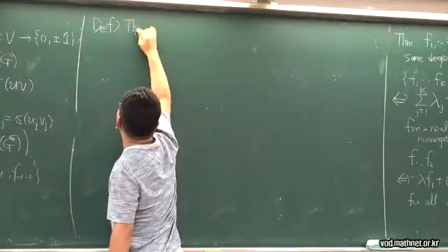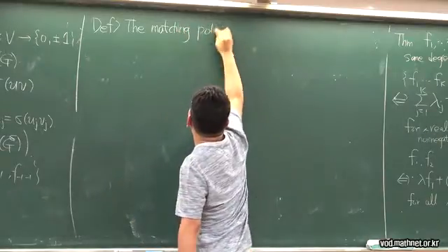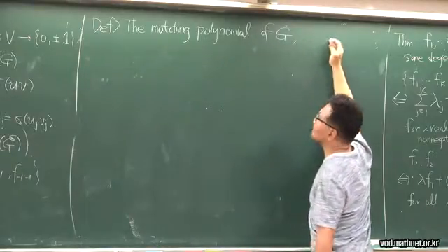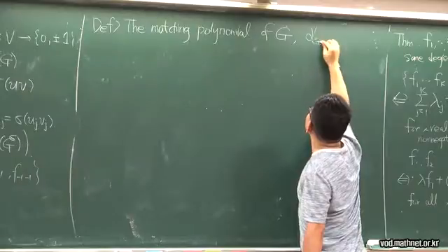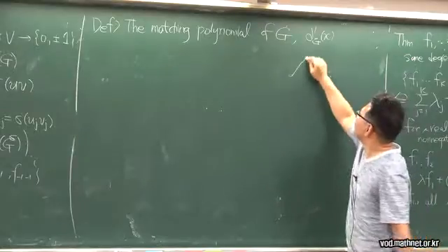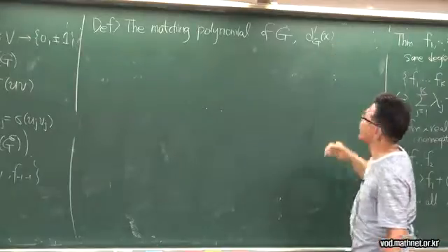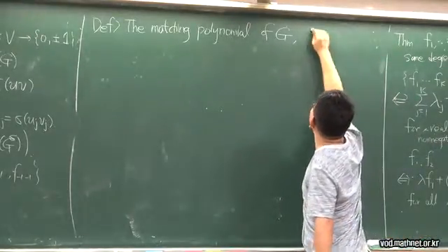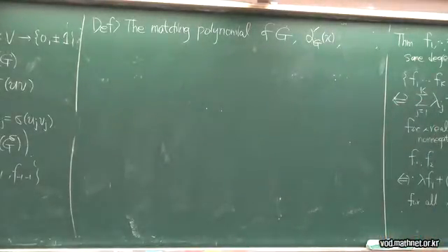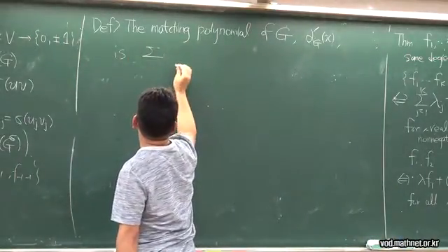So this is the matching polynomial over graph G. Let me use it this way. Many people actually use it this way, but some people use mu for matching; I prefer this one, so let me use this one. Alpha prime, I'm sorry, alpha prime, so that's why matching polynomial.